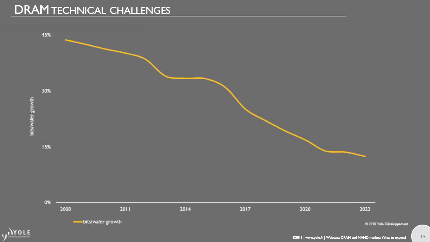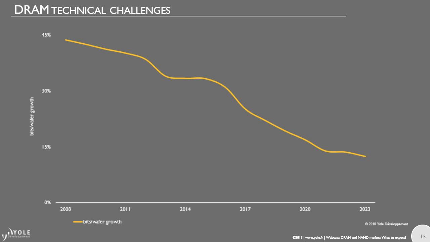And the third theme I'm going to touch on is how the technical challenges facing DRAM are really changing the dynamics of the industry. What I've got here is a chart of the bits per wafer growth. For example, in 2008, we would expect a wafer to have roughly 45% more bits on it than one in 2007. This is because of shrinking the die. In 2018, that number is down around 20%, and it's pretty obvious from this chart that it's decreasing.